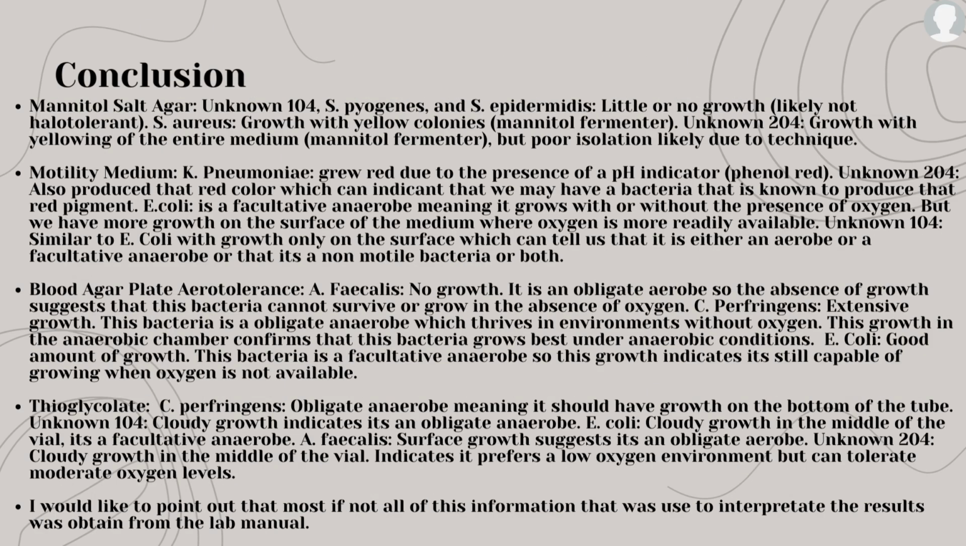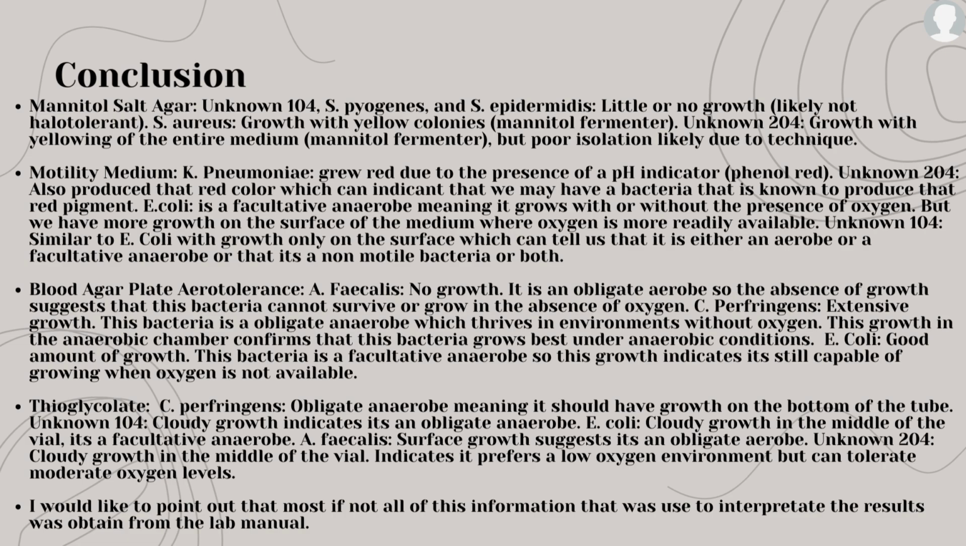In this slide, I will be going more into depth on the results for each agar plate, starting with the mannitol salt agar. Our unknown 104, our S. pyogenes, and S. epidermidis had little or no growth, likely not halotolerant. Our S. aureus had growth with yellow colonies, which could be a mannitol fermenter. The unknown 204 had growth with yellowing on the entire medium, so it can also be a mannitol fermenter, but poor isolation likely due to the technique.